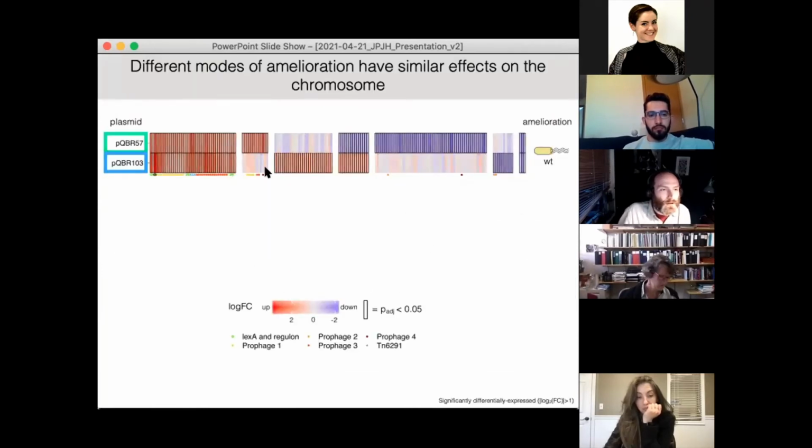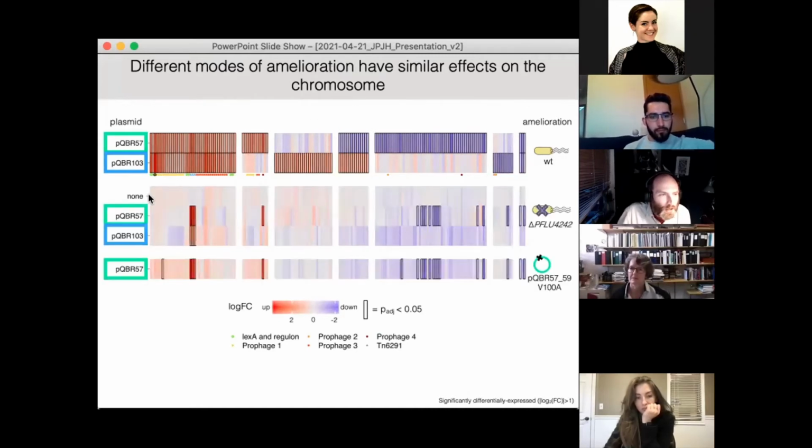Okay. So this is the slide I just showed you. These are the fitness costs of the plasmid. These are the differentially expressed genes associated with plasmid acquisition. What happens when we get the mutations that compensate those fitness costs? What I'm showing here is what's happening to these genes, either when we get the PFLE4242 mutation or when there's a single base pair mutation on the plasmid. That's these different groups here. And then when there's no plasmid, when there's Pqbr57 and when there's Pqbr103.